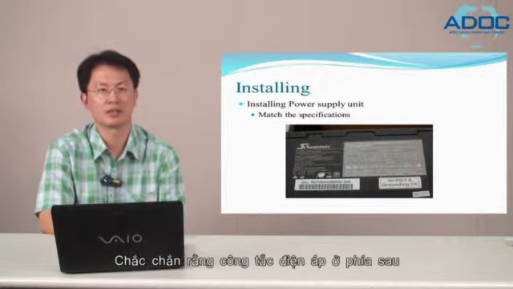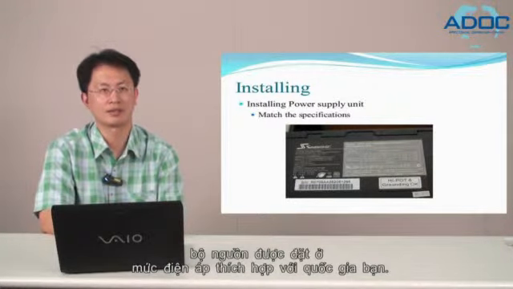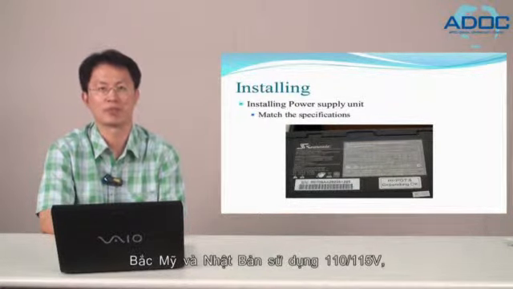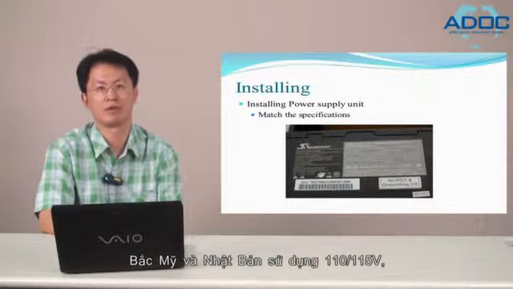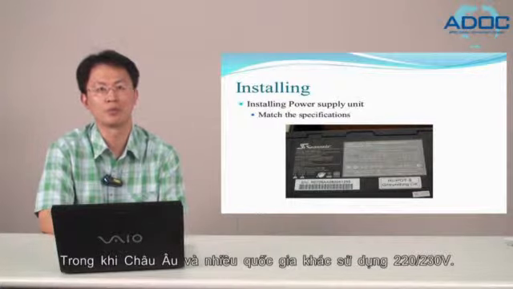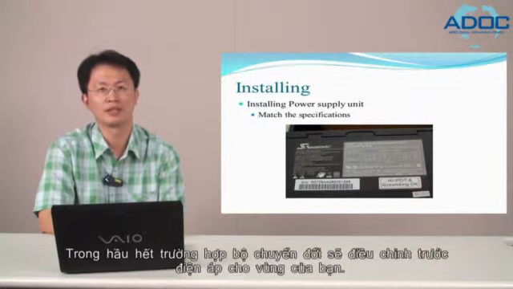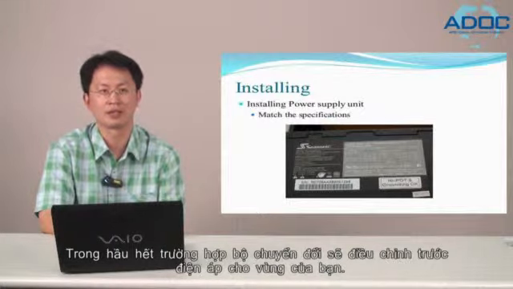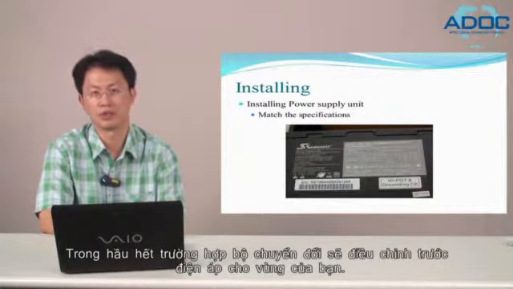And make sure that the voltage switch on the back of the power supply is set to the proper voltage level for your country. North America and Japan use 110, 115 volt, while Europe and many other countries use 220 and 230 volt. In most cases, the switch will come preset to the voltage settings for your region.